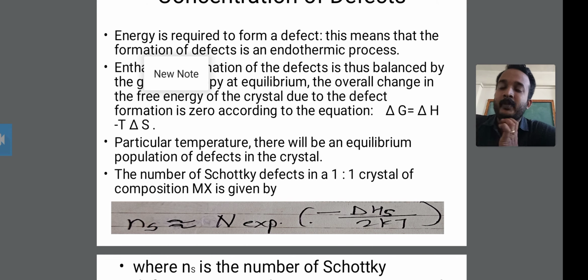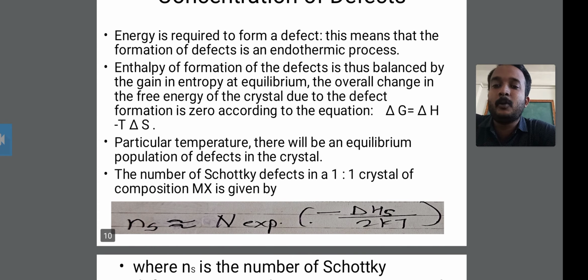Okay, at a particular temperature there will be an equilibrium population of defects in the crystal. Therefore different temperatures have different equilibrium populations of defects in the crystal. For example, at 100 degrees Celsius the equilibrium population of defects in the crystal is somewhat higher, while at 80 degrees the equilibrium population of defects in the crystal is less.